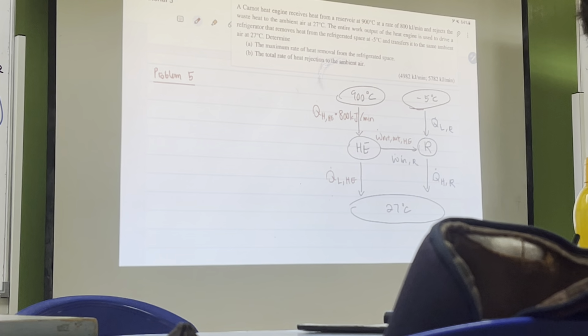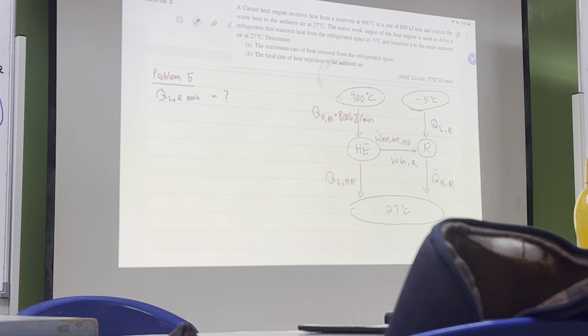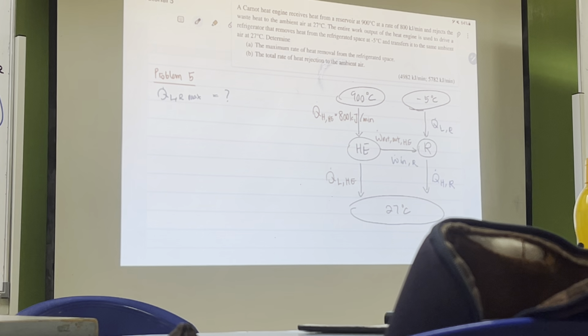Then we look at the question. You need to determine the maximum rate of heat removal from the refrigerated space. So meaning we are looking for QL max. Let's call it max. This is what we are looking for. So, maybe we go one by one first.